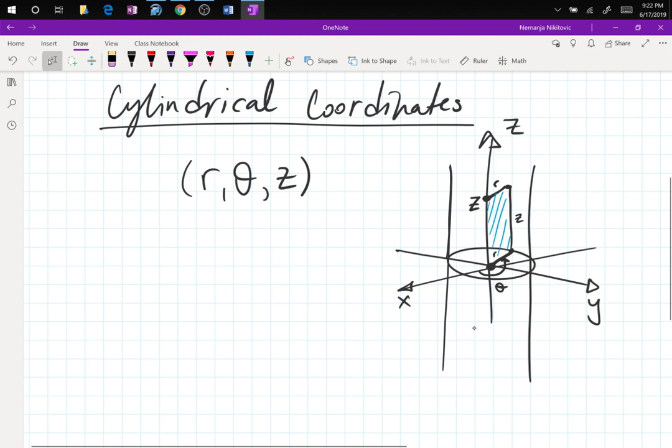So cylindrical coordinates can be very, very useful, because we get to transform the integrals that we can't compute into these, and we use the polar coordinates conversion, and z equals z. That stays the same.